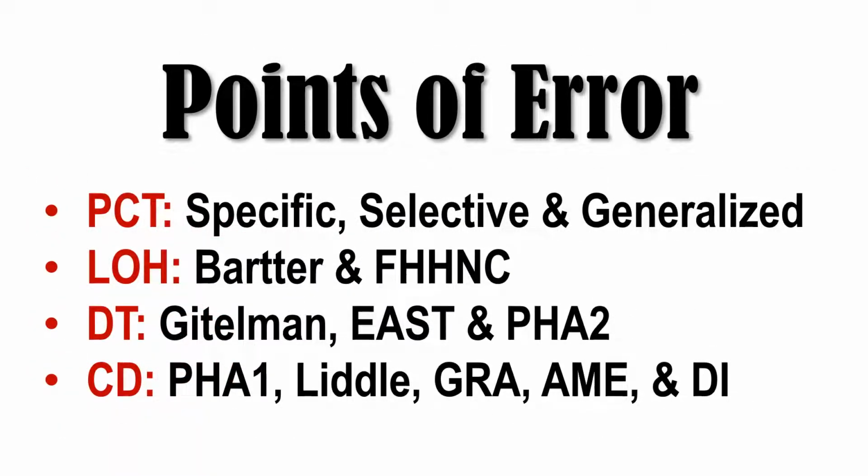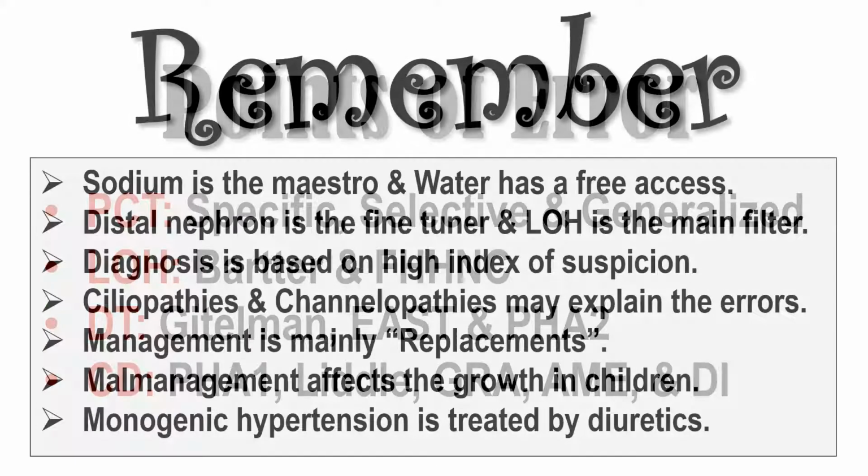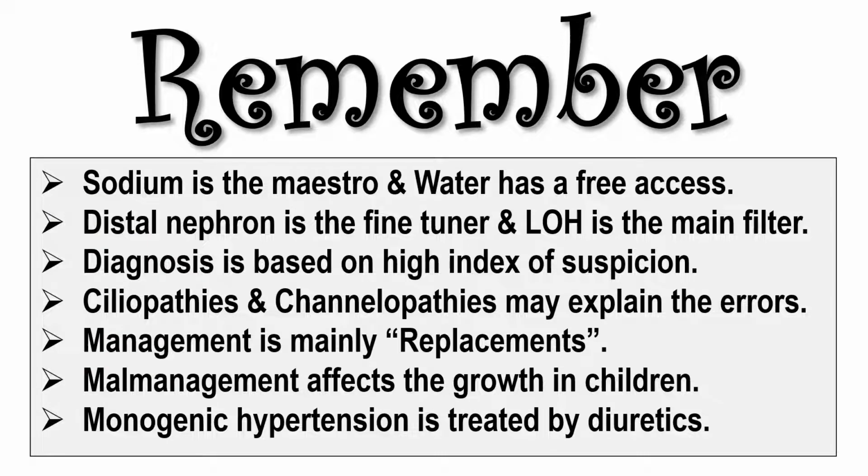This is finally to summarize the points of error that happen in tubulopathy. Just remember these few things: sodium is a maestro and water has free access. Distal nephron is the fine tuner and loop of Henle is the main filter. Diagnosis is based on high index of suspicion. Ciliopathies and channelopathies may explain this error. Management is mainly replacement, salt and water, or electrolyte and water. Mismanagement affects growth in children. Monogenic hypertension is usually treated with diuretics rather than antihypertensive medication.